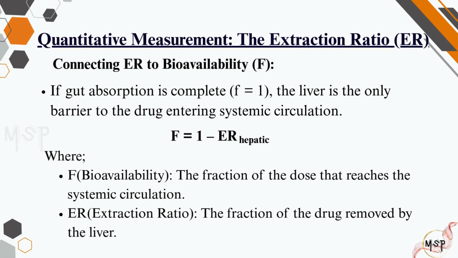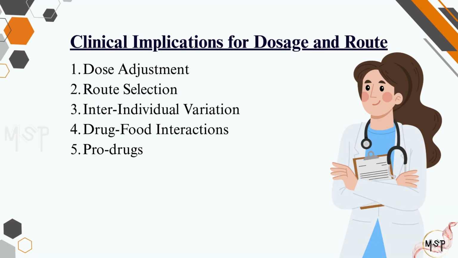If a drug is completely absorbed from the gut, F equals 1, the systemic bioavailability, F, is equal to 1 minus the hepatic extraction ratio. The first pass effect significantly influences prescribing practices in clinical settings. Now, let's see the clinical implications for dosage and route.